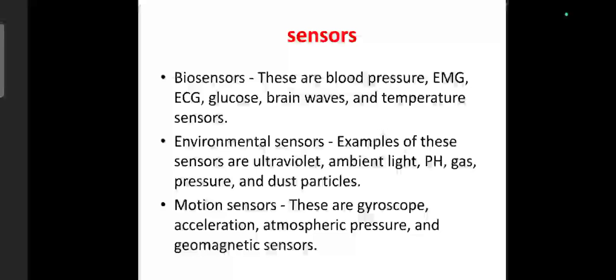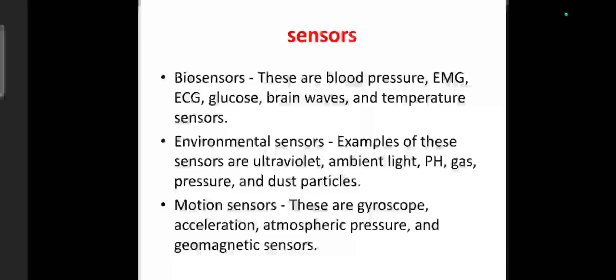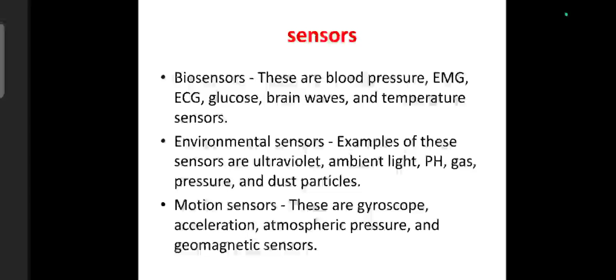So one of the most important aspects of smartwatch is its sensing capability. We have biosensors. These are blood pressure, EMG, ECG, glucose, brain waves, and temperature sensors. And environmental sensors. Examples of these sensors are ultraviolet, ambient light, pH, gas, pressure, and dust particles. Motion sensors. These are gyroscope, acceleration, atmospheric pressure, and geomagnetic sensors.